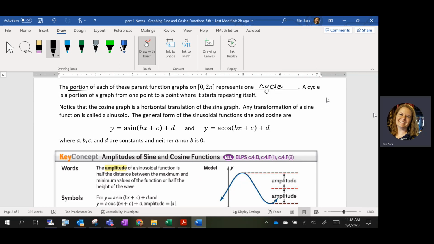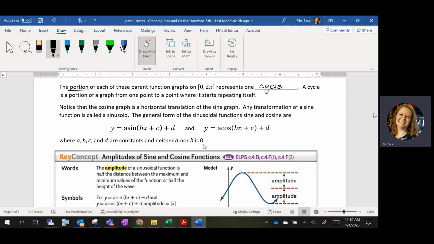A cycle is just the portion of the graph from one point to a point where it starts repeating itself. Thinking back to the unit circle, if we went around one rotation and went past that, that's when we started hitting coterminal angles. We don't need to do that, because we're just being repetitive at that point, hitting all the same points over and over. So we really just need to focus in on one single cycle of our graphs. That's all I'm going to ask you to graph, is one cycle.